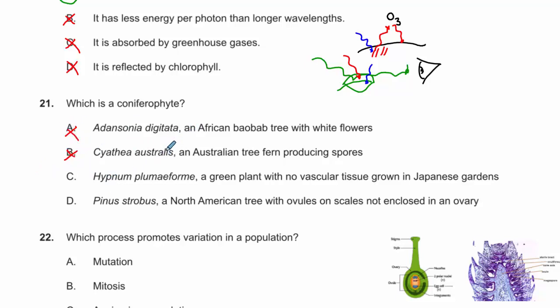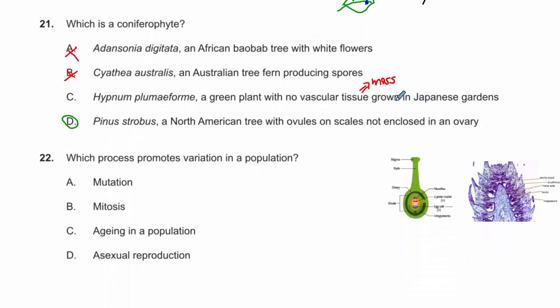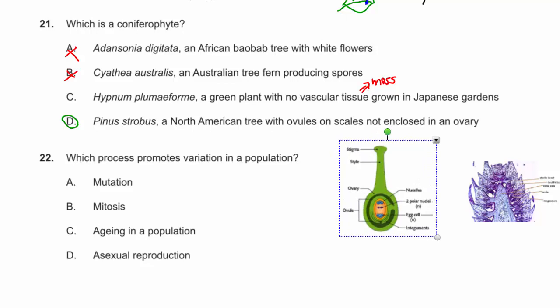And then Hypnum plumiforme, a green plant with no vascular tissue grown in Japanese gardens. So no vascular tissue means basically a moss, a bryophyte, and that's also not a coniferophyte. And then D. Pinus strobus, a North American tree with ovules on scales that are not enclosed in the ovary. And that is, of course, a coniferophyte, so this is the correct one. And what is this ovule and so on? That's just that, for example, a flowering plant has an ovule here. Like, this part here is the ovule.